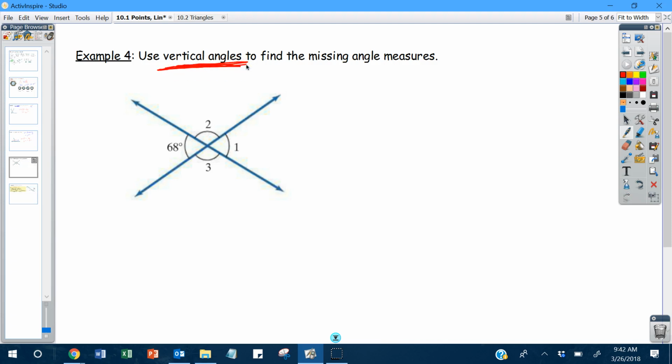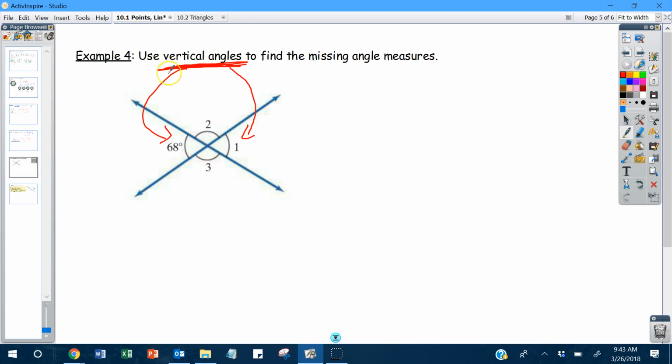There are so many terms in this section. Vertical angles are angles that are formed when two lines intersect. They just cross like this. And the vertical angles would refer to these opposite angles here. So the one that's measured 68 and the one that's called 1 are vertical angles because they're on opposite sides of that intersection. The nice thing about vertical angles is they have the same measure. Their measures are equal. And you can see in the picture they look equal.